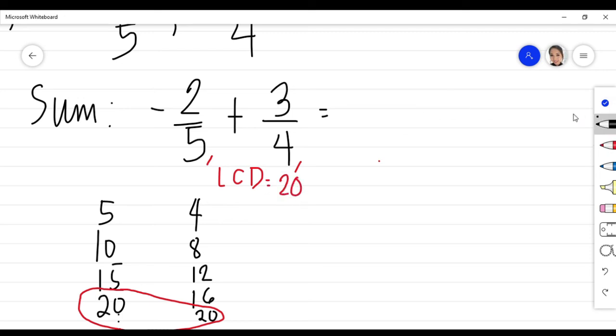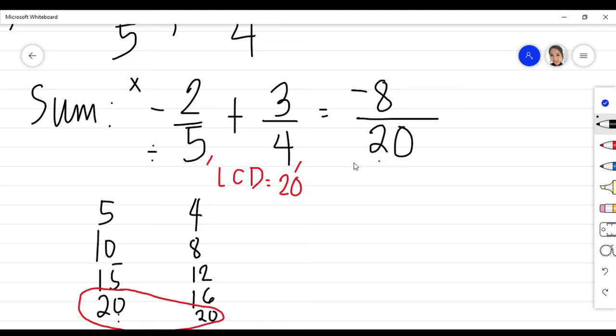So we will combine these two fractions using our LCD 20. We divide 20 by the first denominator, which is 5. 20 divided by 5 is 4. Now multiply above: 4 times -2 is -8. Again, 20 divided by 5 is 4, and 4 times -2 is -8.